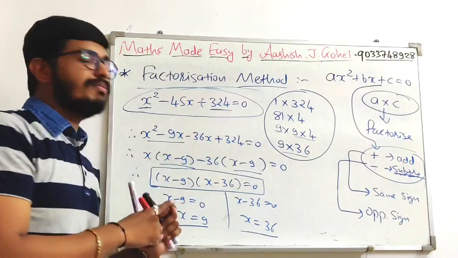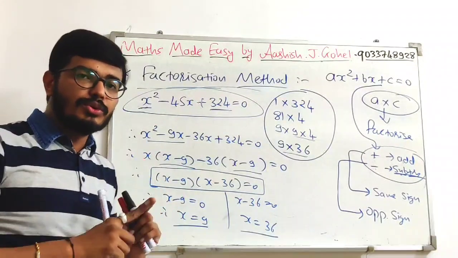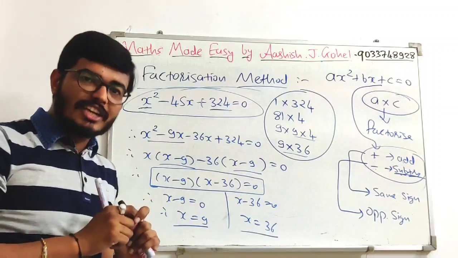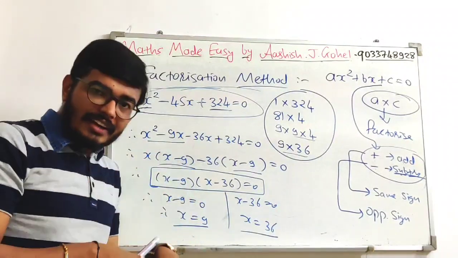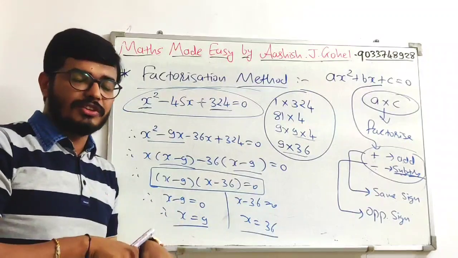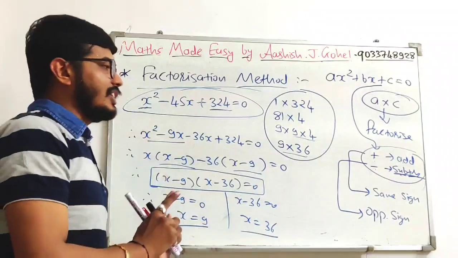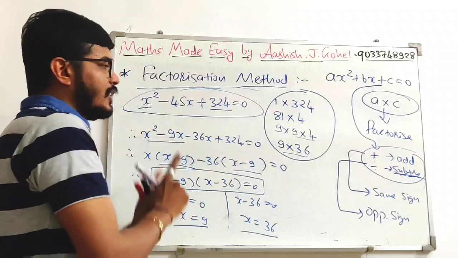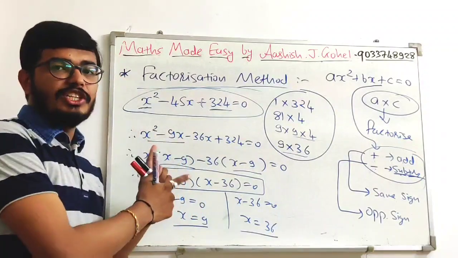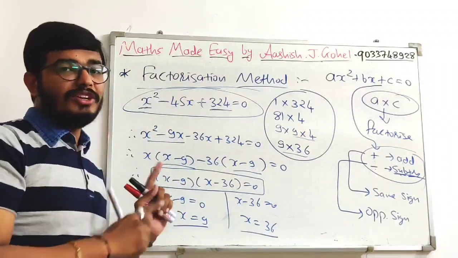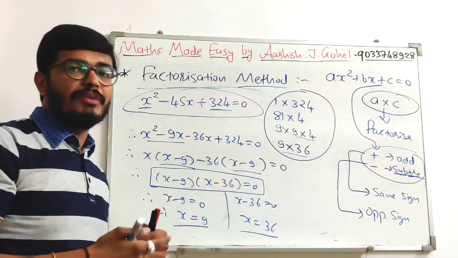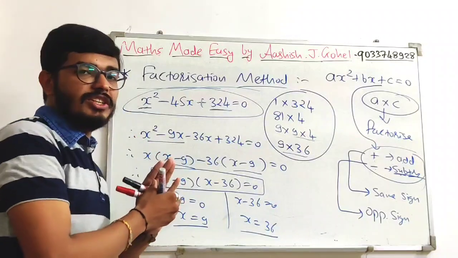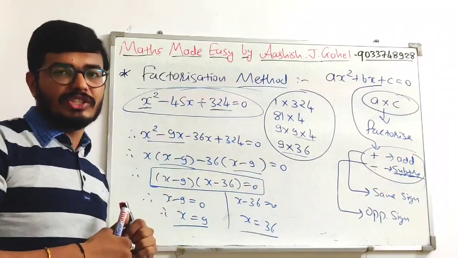This kind of examples are given in exercise 4.2 of your class 10 mathematics textbook, and if you have any doubt, then you can contact me, and contact details are given in the description. Another thing, there is no shortcut for this kind of equation. You need to practice. You need to develop your logic to find out factors like this. Then only you will be able to solve this kind of question very speedily in the examination.